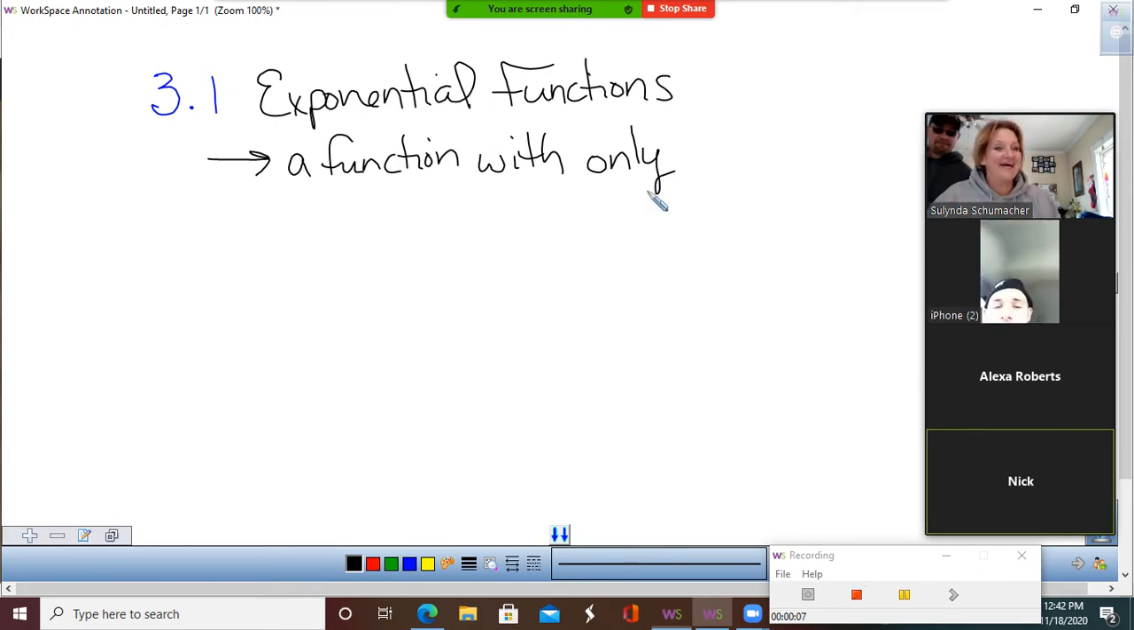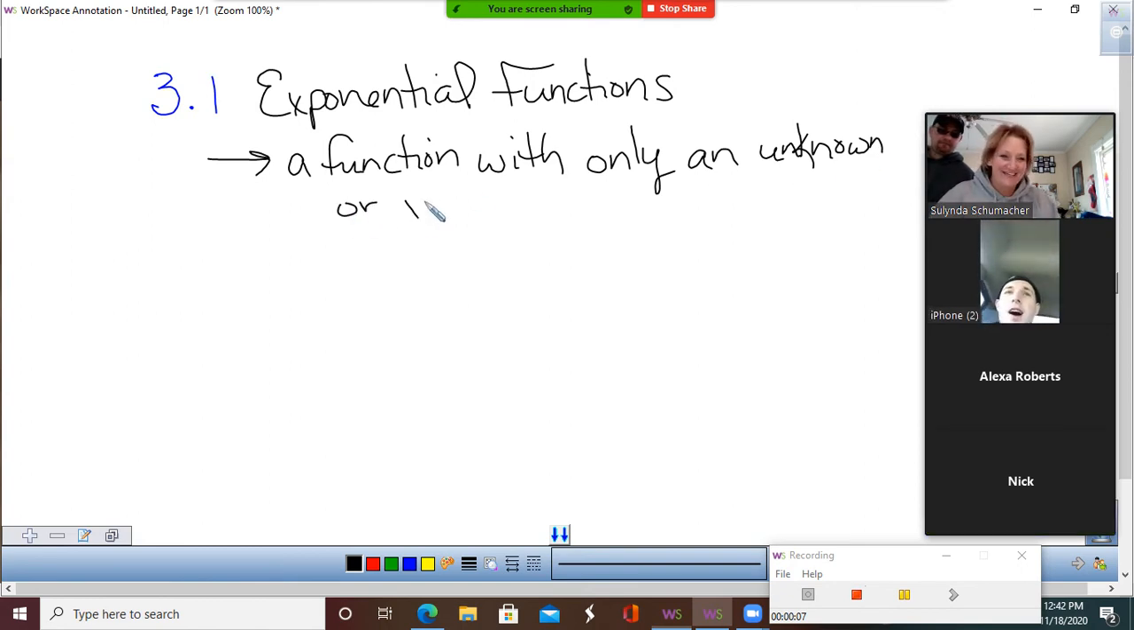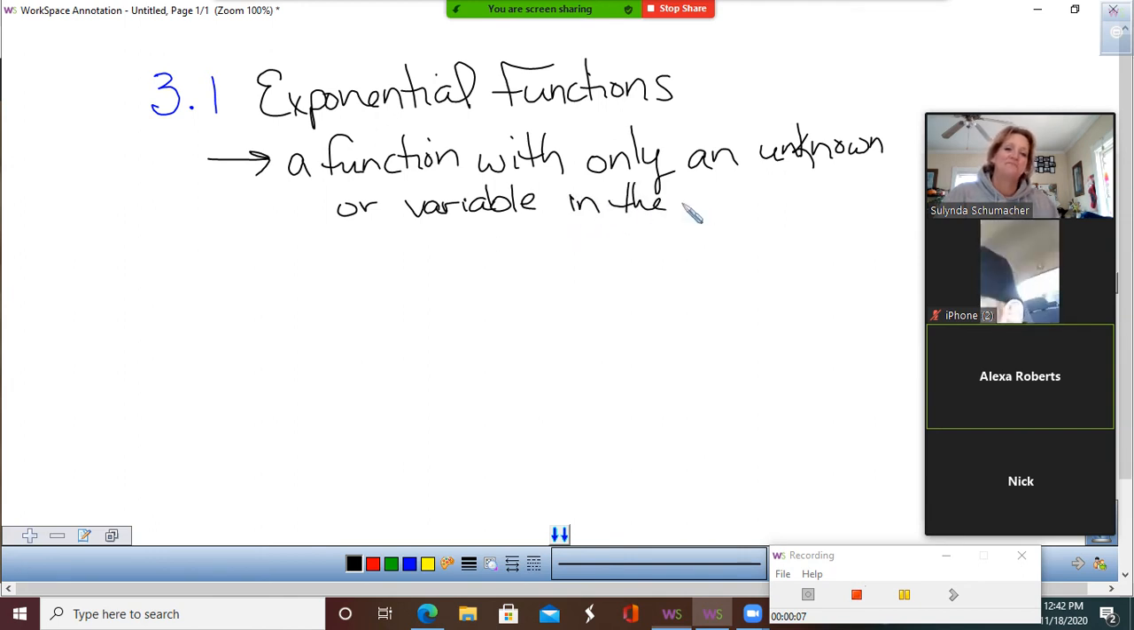Okay, anyway, exponential function is a function with an unknown. This is my favorite class of the day. All right. Okay. There's an unknown. So as I was saying, an exponential function is a function with only an unknown or a variable in the exponent.